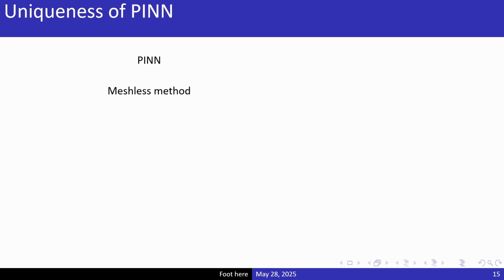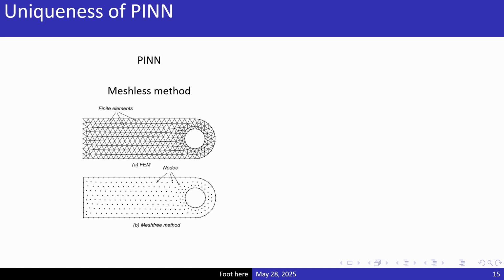Another uniqueness of PINN is that it is a meshless method. For example, if you do any finite element method or finite volume method, we need the mesh. We not only need the mesh information, but we also need the connectivity information of the mesh. But in the case of physics informed neural networks, we only need the collocation points. We just need the x, y data points on the domain.